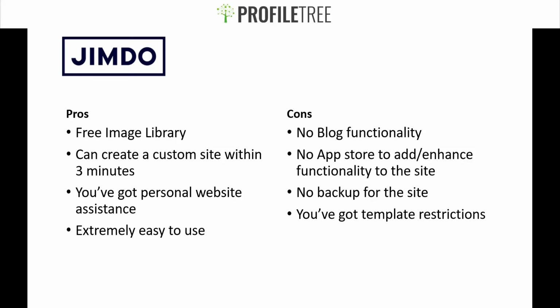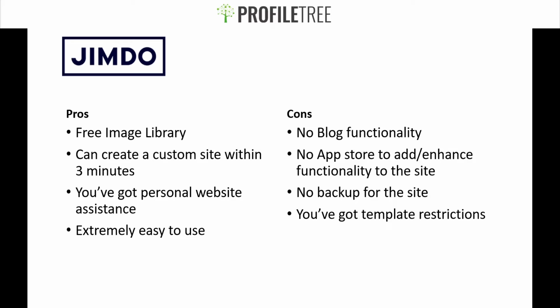Lastly, one of the other website builders that I've chosen is Jimdo. Now it is another great website builder. It has a free image library. You can create a custom site within 3 minutes. You've also got personal website assistance. Very easy to use. It has no blog functionality, unfortunately. No app store to add or enhance functionality to the site. No backup for the website, which can be a little bit scary, especially since there's no autosave pretty much. And then you've also got some template restrictions. So maybe something to consider for a resume build.